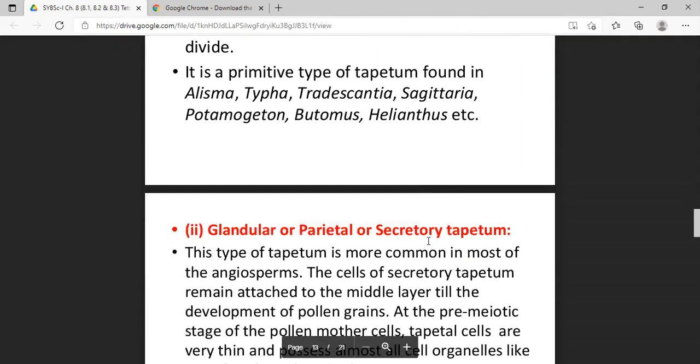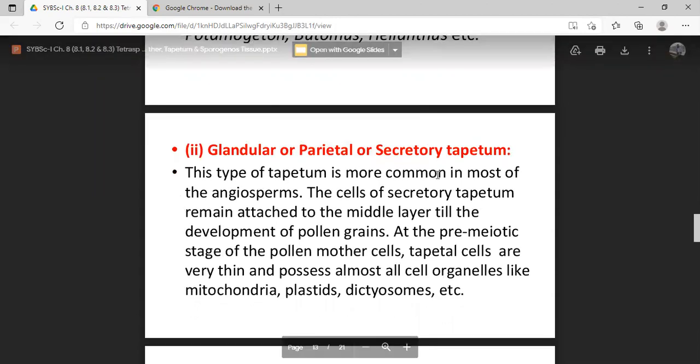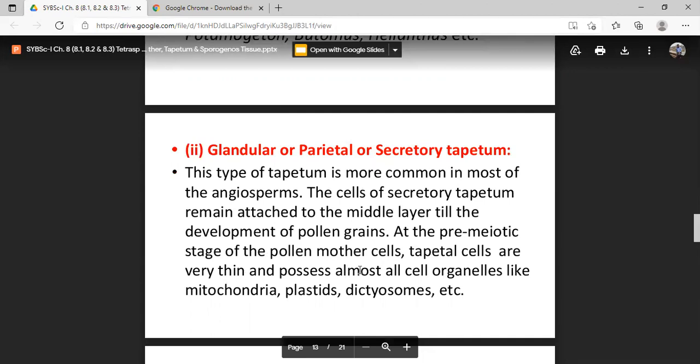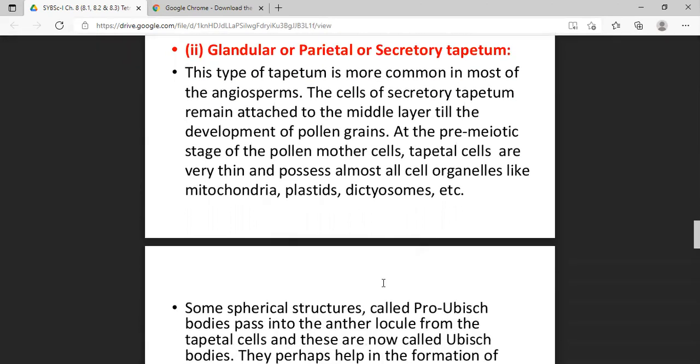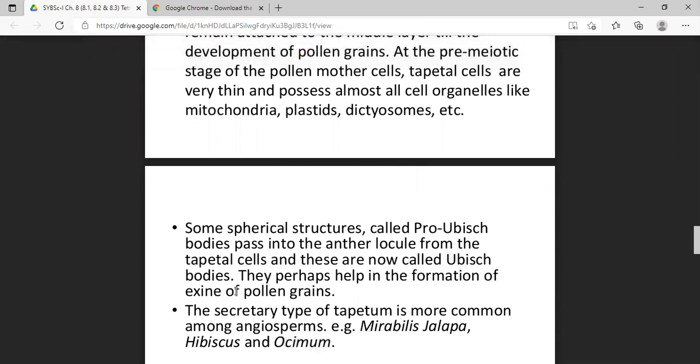Next, the granular or partial secretory tapetum. This type of tapetum is more common in most of our endospermic plants. The cells of the secretory tapetum remain attached to the middle layer till the development of the pollen grain. This is the pre-meiotic stage of the pollen mother cells. Tapetal cells are very thin and possess almost all cell organelles like mitochondria, plastids and dictyosomes. Some spherical structures called pro-Ubisch bodies pass into the anther locule from the tapetal cells, and these are now called Ubisch bodies, which perhaps help in the formation of the exine pollen wall.